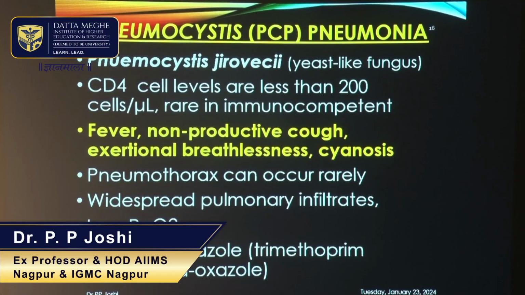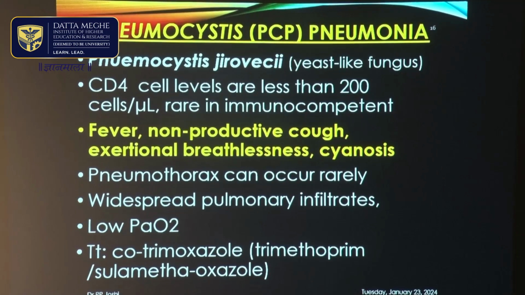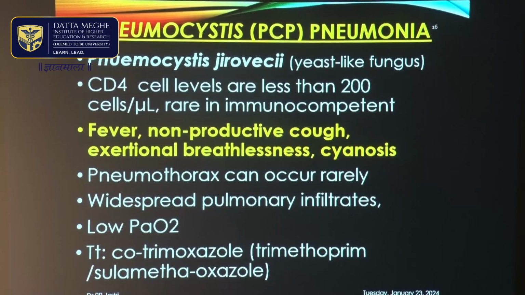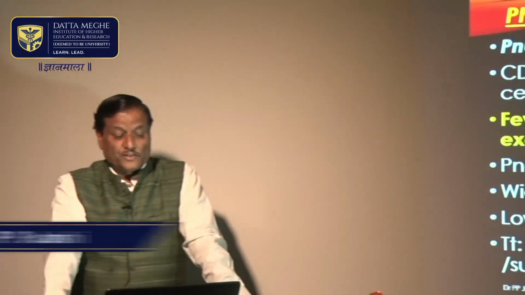Patients present with a triad of fever, non-productive cough, and exertional breathlessness, and may sometimes develop exertional cyanosis. Pneumothorax can occur, and patients may have widespread pulmonary infiltrates on the chest X-ray, and the PaO2 drops, which leads to cyanosis. Treatment is by giving Septran, which is co-trimoxazole or trimethoprim-sulfamethoxazole combination, in high doses. Septran DS is given 2 tablets 8 hourly in the treatment of Pneumocystis carinii pneumonia.